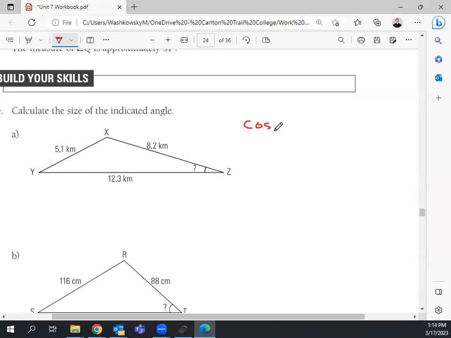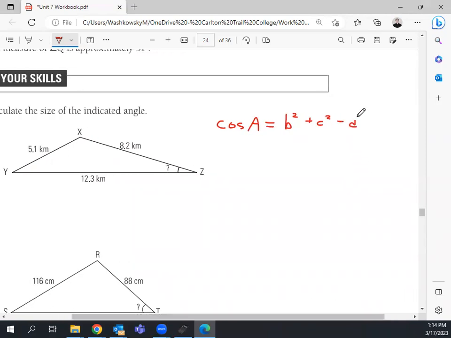So cosine of A is equal to B squared plus C squared minus A squared, and then this is all over top. Remember, this line means dividing, right? All divided by 2BC. And with the 2, B and C, there's a little invisible times in between those. I'm just going to make this a little bit neater. B squared plus C squared minus A squared.